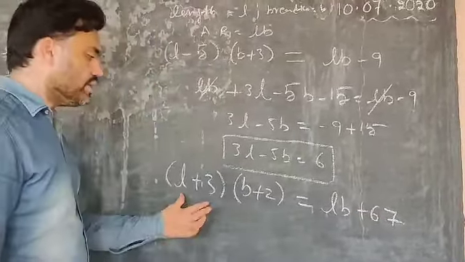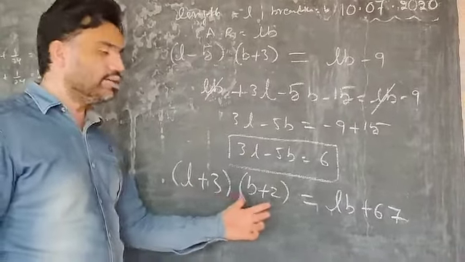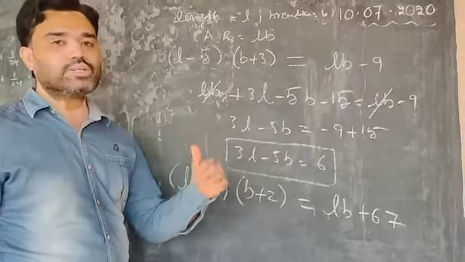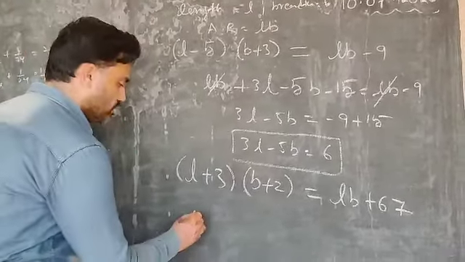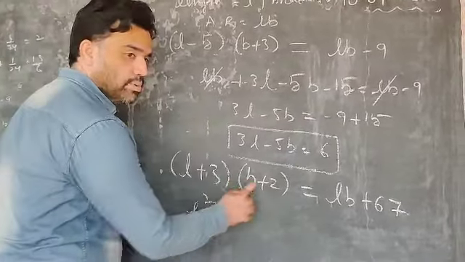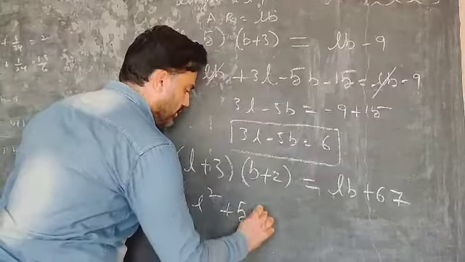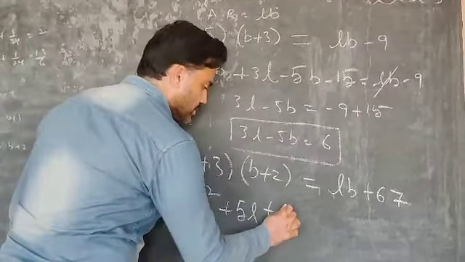So now this is very easy to multiply. If you know the formula from 9th class, (x plus a) into (x plus b) is equal to x square plus x into (a plus b) plus ab. Means first you have to write L square. To get the middle term, you have to add these two, 3 plus 2, 5, and L, 5L. To get the last term, you have to multiply 3 into 2, 6.